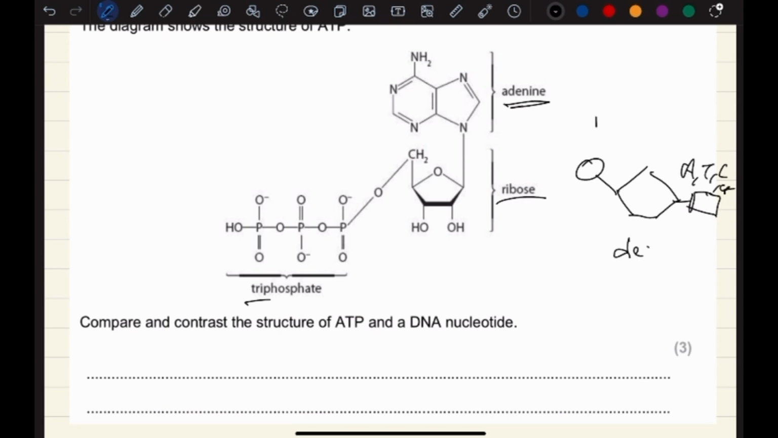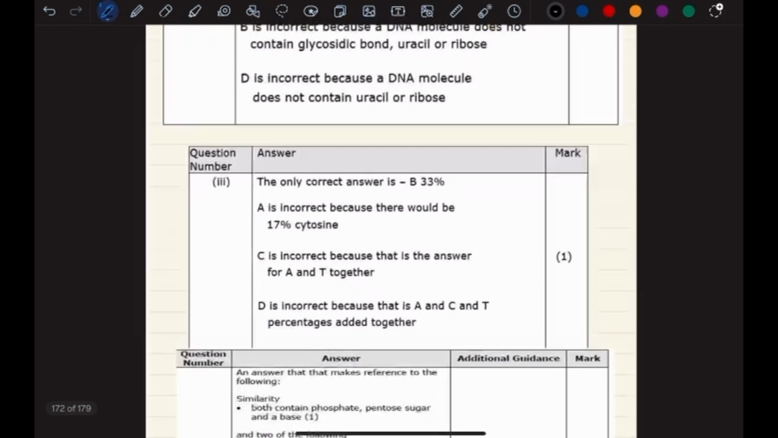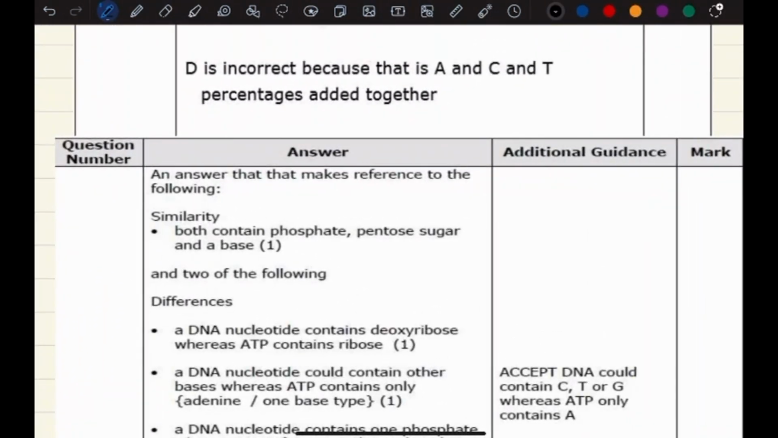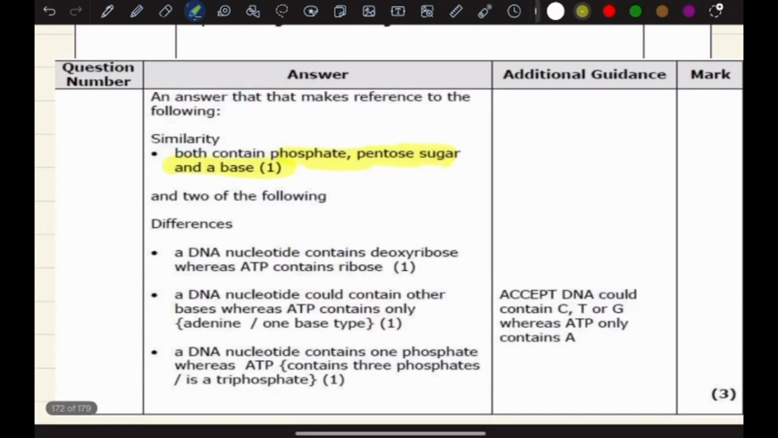What may be similar? Well, adenine could be a similarity. Also, pentose sugar. Ribose and deoxyribose are both pentose sugars. So we can see what they put in the mark scheme. You see another similarity, let's say here, highlight it: phosphate, pentose sugar, and a base. All of them had that. And then these are things that we mentioned. Deoxyribose versus ribose. DNA has other bases, and then ATP is only adenine. And you can also see that there's one phosphate versus 3 phosphates. So those are the kind of things you have to do. I think drawing out a diagram is really helpful with a question like that.